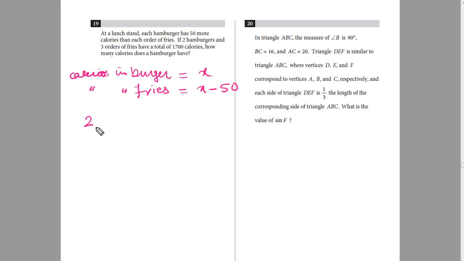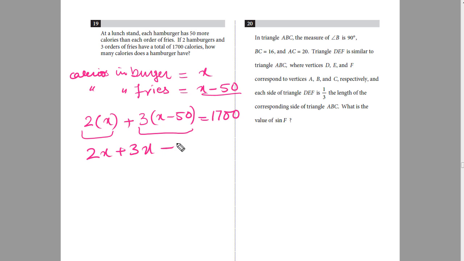So 2 hamburgers: 2 times X calories, plus 3 fries, so 3 times X minus 50. Calories of 2 hamburgers plus calories of 3 French fries, the total will become 1700. Now I will solve this equation and find the value of X. So it will become 2X plus 3X minus 150 is equal to 1700, and 5X minus 150 is equal to 1700.